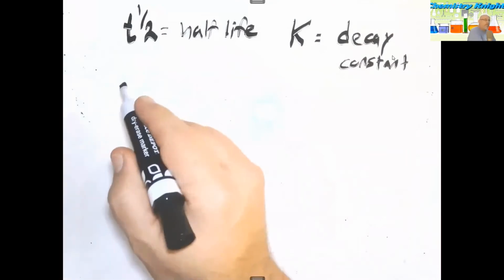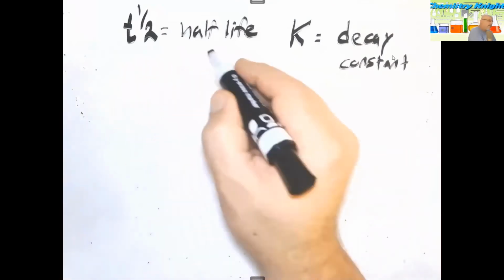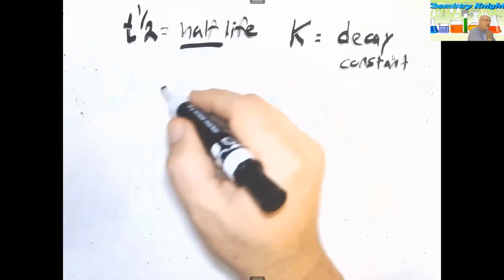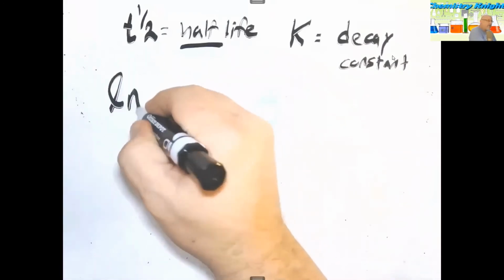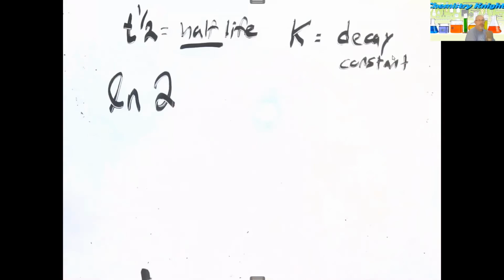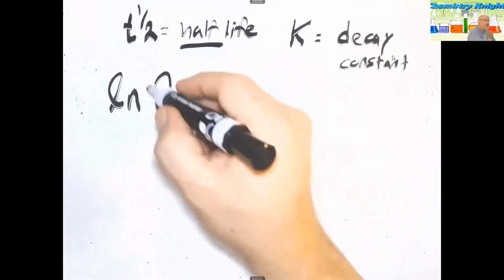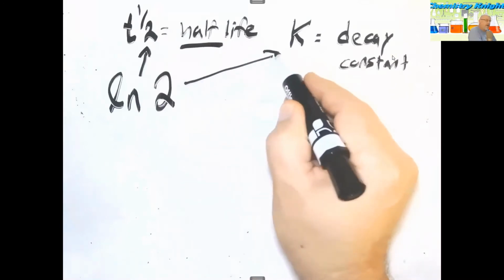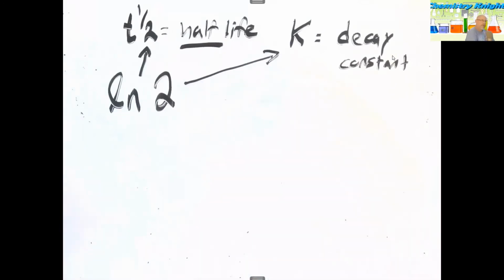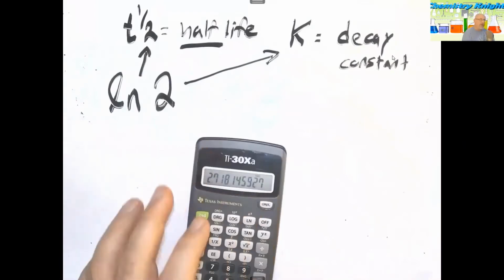Now, since one of the ways that we're doing this is to talk about the half-life, and the half-life is 1/2, we often use the natural log of 2. And what we do is we use the natural log of 2 to relate both of these concepts. At this point, we might ask ourselves, what is the natural log of 2?